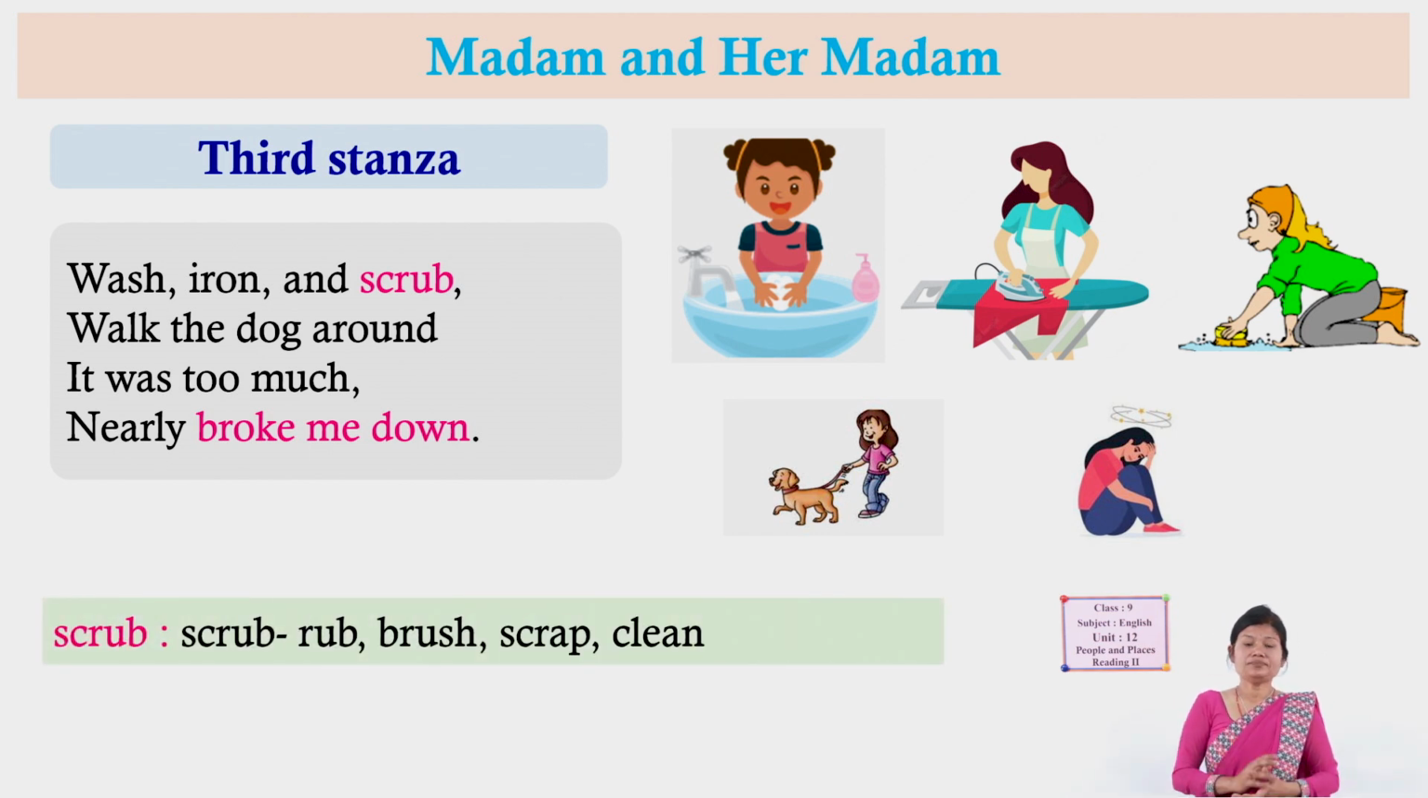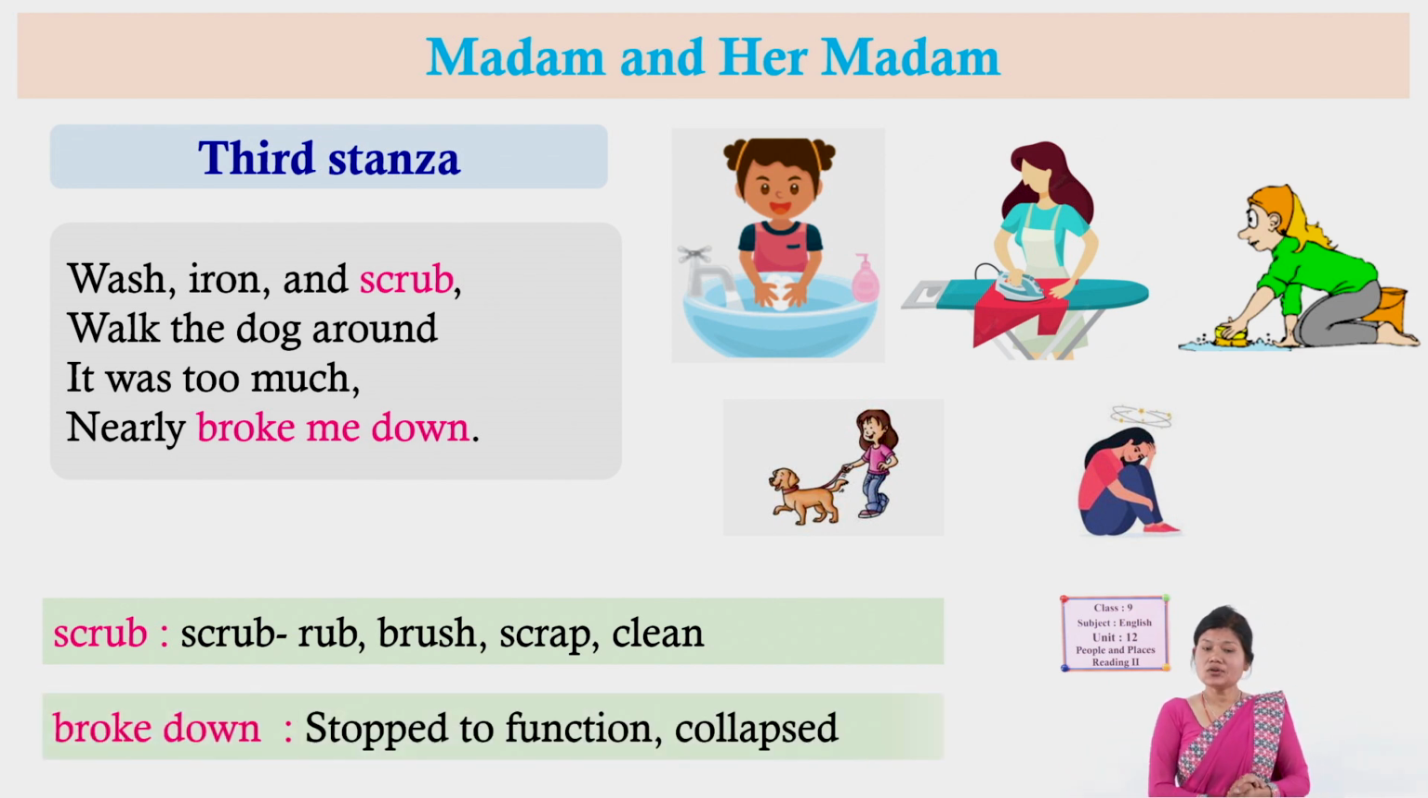So scrub, what's the meaning of scrub as given in this stanza? Yes, scrub means rub, brush, or scrape; we can say simply clean. And broke down, as already explained, means stopped functioning, collapsed. So the girl was collapsed. Now she couldn't function anymore.